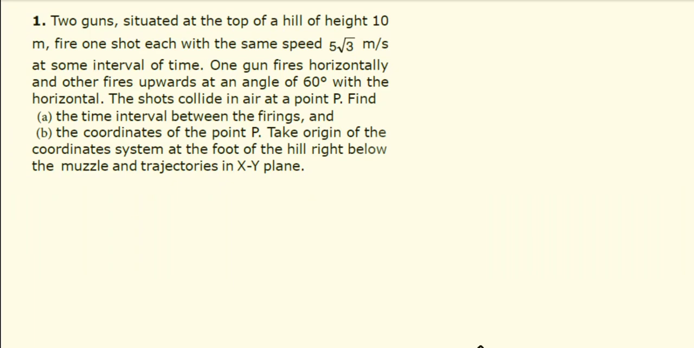Two guns situated at the top of a hill of height 10 meter fire one shot each with the speed of 5 root 3 meter per second at some interval of time. One fires horizontally and the other fires upward at an angle of 60 degree with the horizontal. The shots collide at a point P.